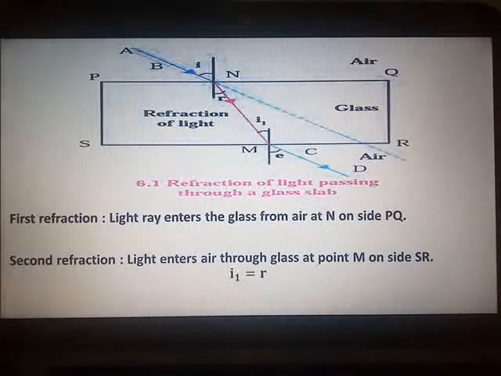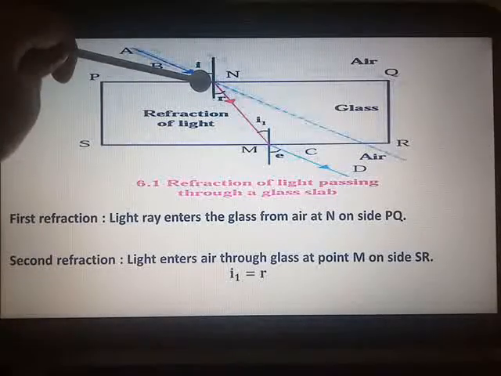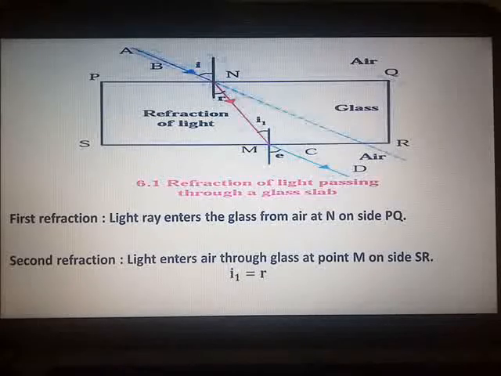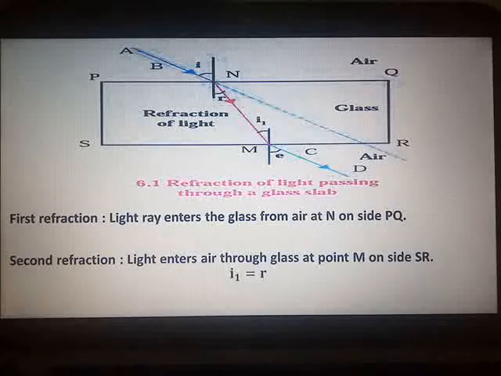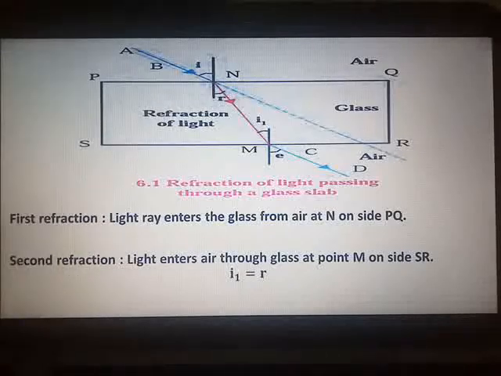On side SR. Now consider for the first refraction the angle of incidence. Now this is the incident ray. So the angle of incidence you will consider as small i, while for the second consider it as small i1. This is i1. The angle of refraction at N, you will take as small r.